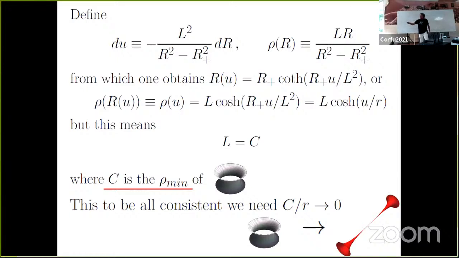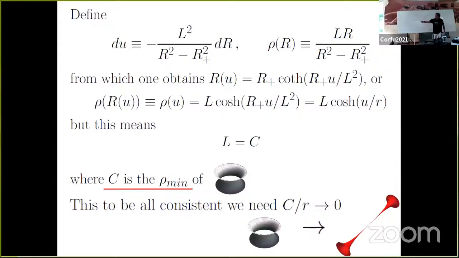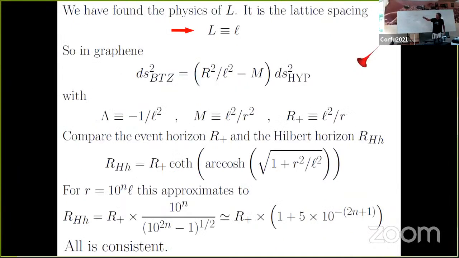Okay, fine. So this means that if you realize this stuff with graphene, you cannot go beyond this lattice spacing. So the most natural definition is that this L is little l itself. Okay, so in graphene, you write the BTZ in the form I wrote here, and everything is given in terms of these variables, which you can measure, and you have it in your hands: the radius of curvature and the lattice spacing.